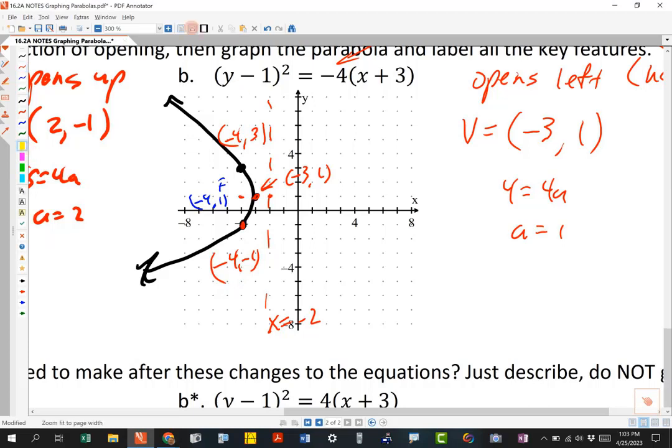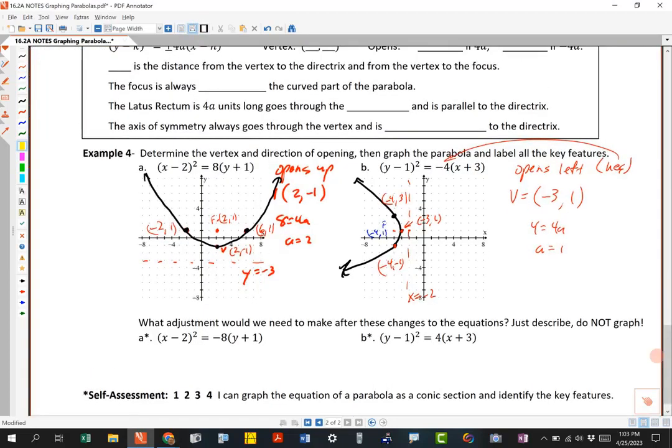And then we'll come down here and take a look at the last little bit of this. It just says, what adjustment would we need to make after these changes are made to the equations? All we have to do is describe, we don't have to graph. So you'll notice that this is A star. It's just like A, except there's a negative right here. So the vertex is going to stay in the same place. The only difference is it's going to open down.